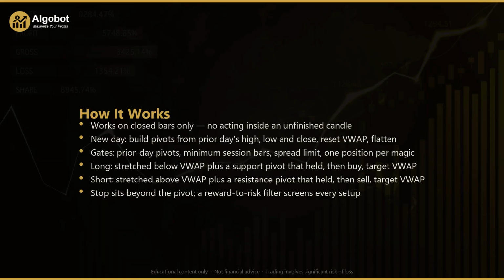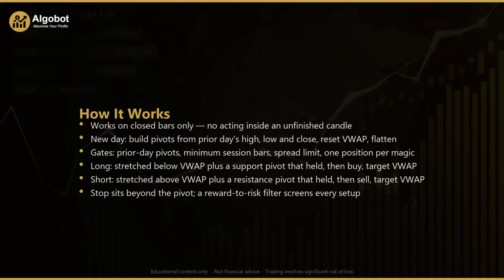Let's walk through the exact logic, step by step. The strategy works on closed bars only. It waits for a bar to fully complete before making any decision, which avoids reacting to noise inside an unfinished candle. First, the housekeeping. At the start of each new trading day, the EA finalizes the day that just ended and uses that day's high, low, and close to calculate the pivot levels for the new session.